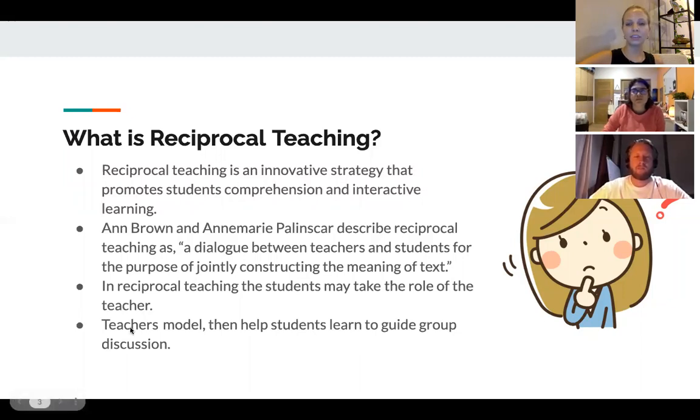With reciprocal teaching, students and teachers work hand in hand, and sometimes the students may even take the role of the teacher because they are responsible for their own learning and staying on track and engaged. Teachers should model and then help students learn to guide group discussions on their own. We will talk later in this presentation about how exactly to do that and what it should look like in your classroom.